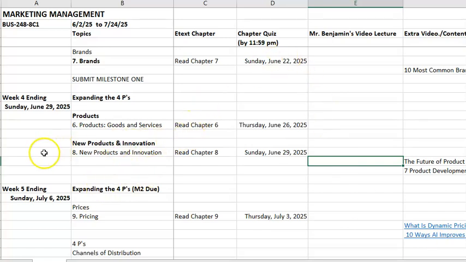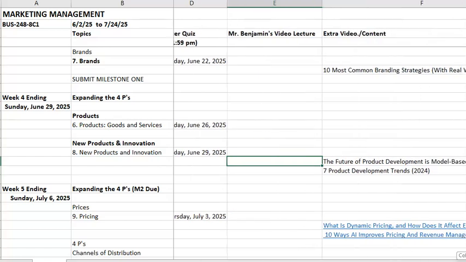So, reviewing this, you need to do the Chapter 6, where you're going to get the overview of products, goods, and services. You want to do the quiz by this Thursday. And then also you're going to read about new products and innovation, which is an exciting part of product development these days. And it's changing rapidly. There's a lot of things going on. So that you need to do by next Sunday, the 29th.